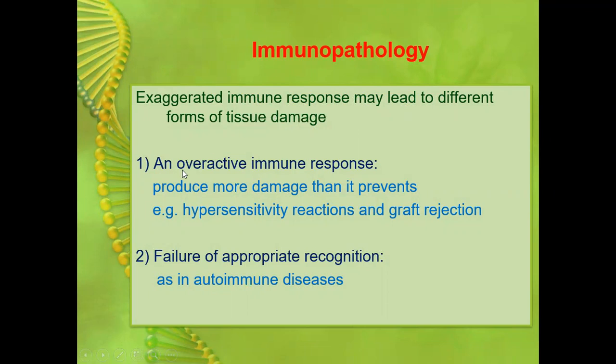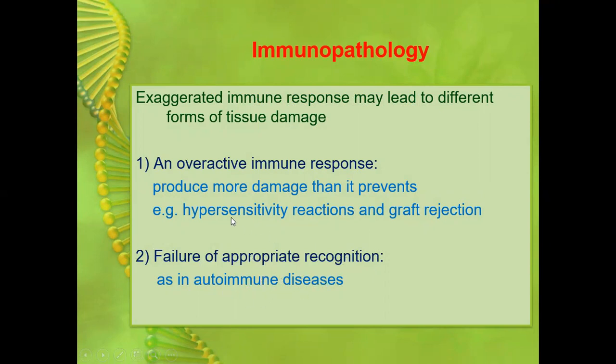So, they are an overactive immune response and failure of appropriate recognition. In overactive immune response, it produces more damage than it prevents. An example for this is hypersensitivity reaction and graft rejection. And failure of appropriate recognition is autoimmune diseases.